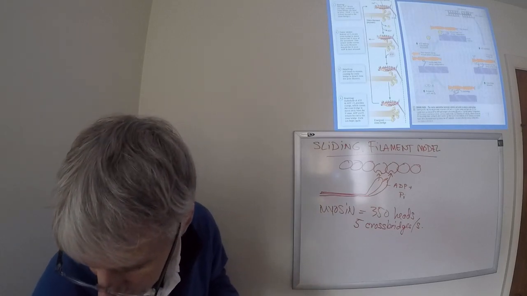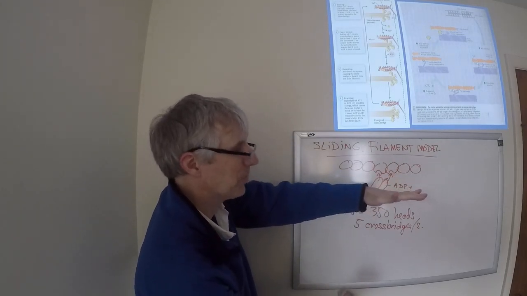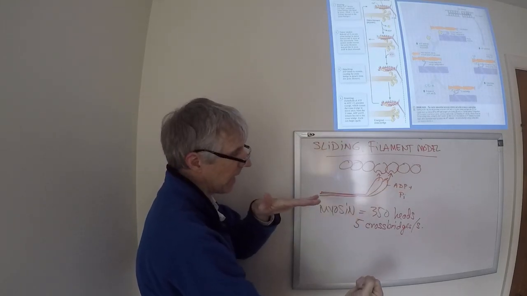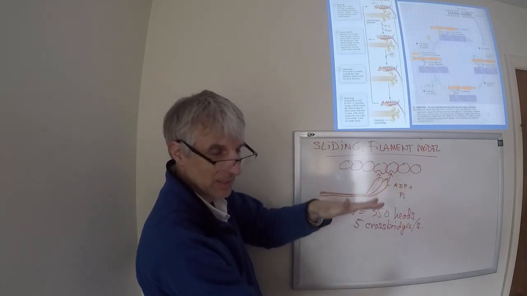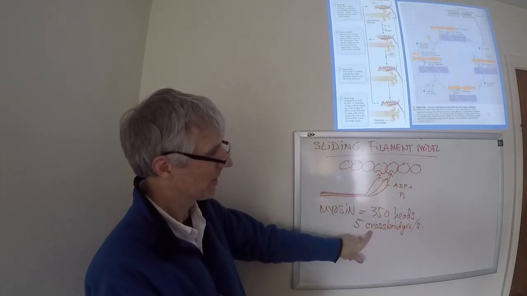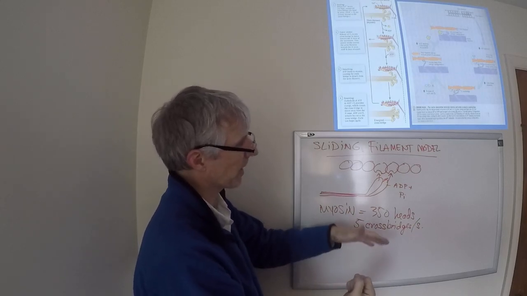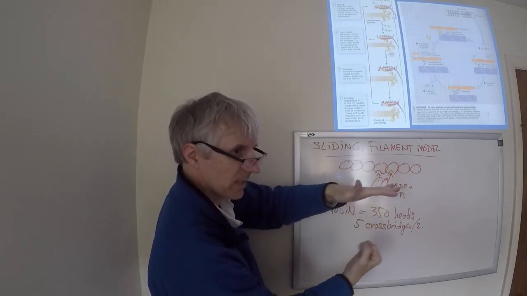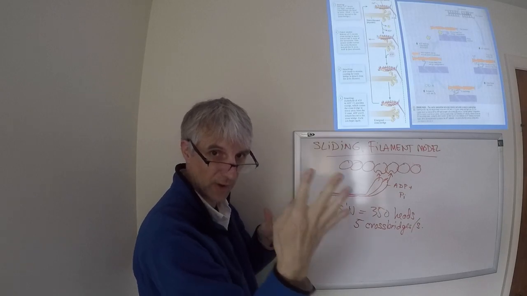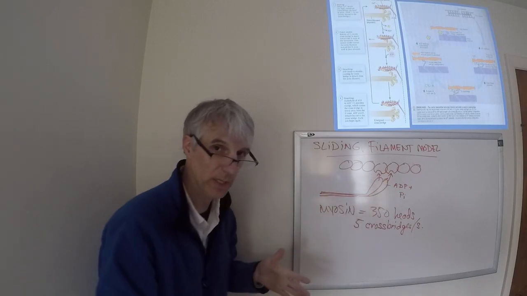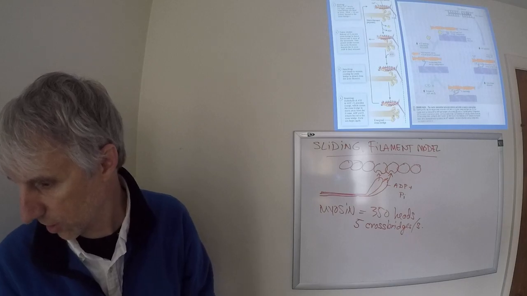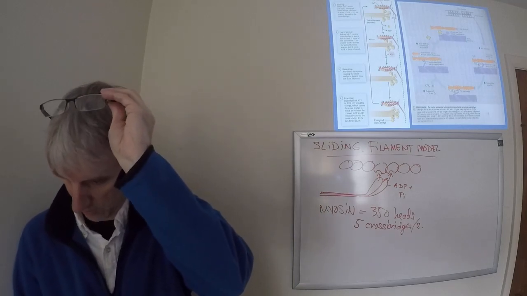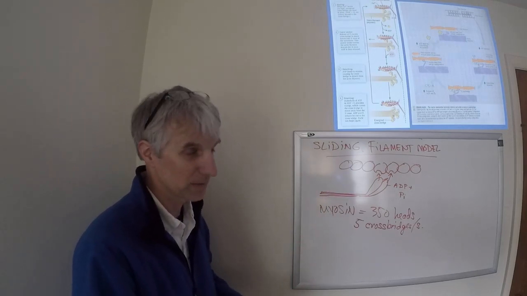So when we do this, bind, power stroke, detach, reset, bind, power stroke, detach, reset, it's not like this, it's because each of these heads is forming 5 of these connections per second. So this process here is 5 times a second for each of these 350 heads that occur on the myosin thick filament itself. Okay? Does that make sense?